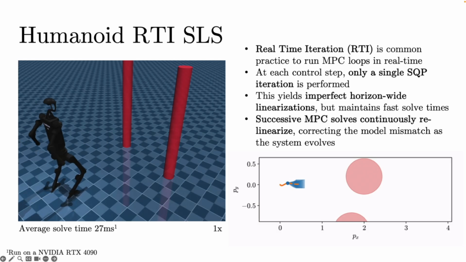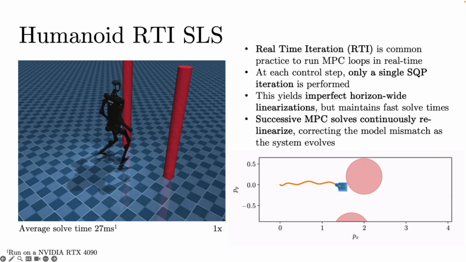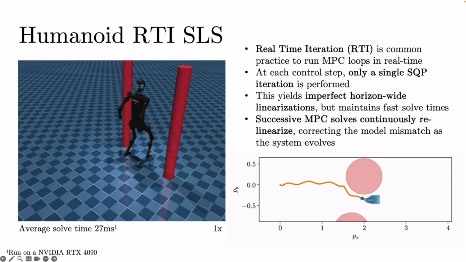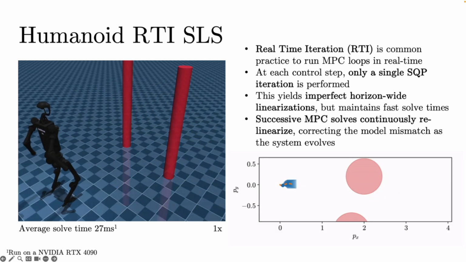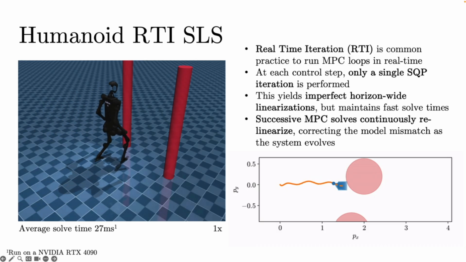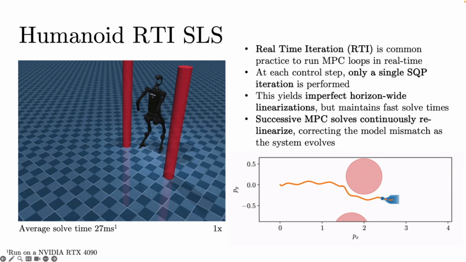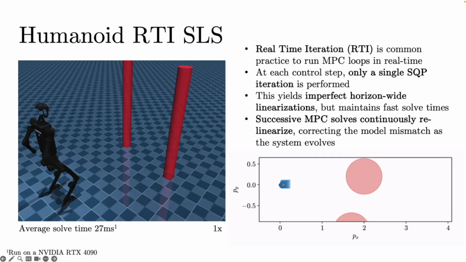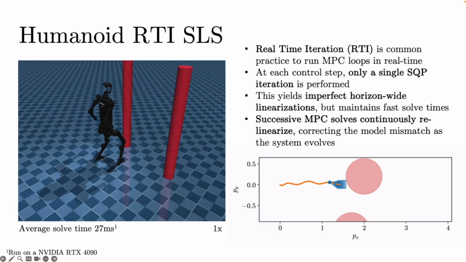For real-time deployment, we adopt a real-time iteration MPC scheme. At each control step, we perform a single linearization of the SLS system, solve the resulting problem, and roll out the updated trajectory. Using GPU SLS within this RTI framework, we robustly satisfy constraints online with an average solve time of 27 milliseconds. On the left, we show the humanoid navigating through two obstacles in real time. On the right, we visualize the corresponding planned trajectories with the robust tubes.